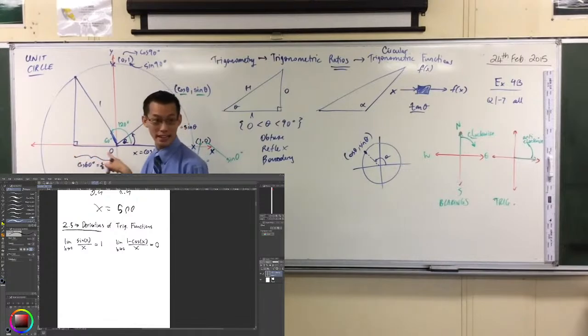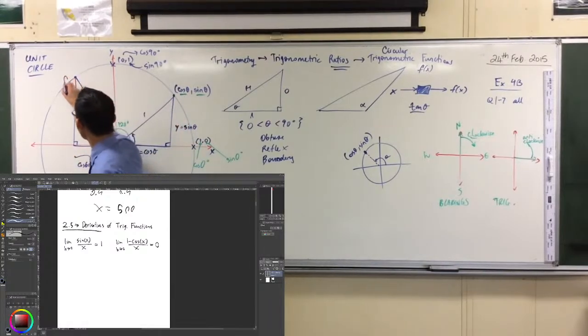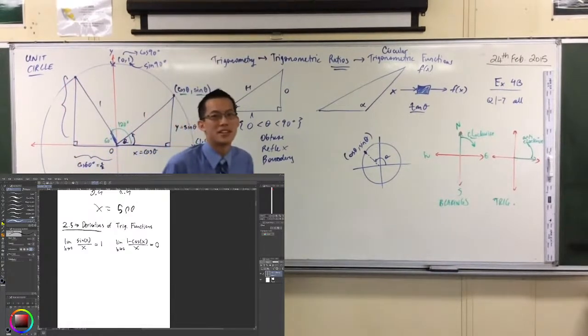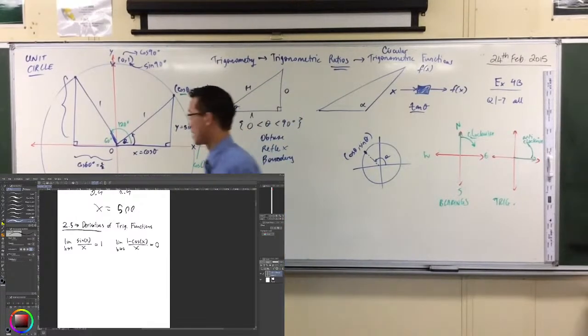So I've got this side down here, cos of 60. Now I'll work out this side. Well, it's the other one, isn't it? So it's going to be sine 60, root 3 over 2.